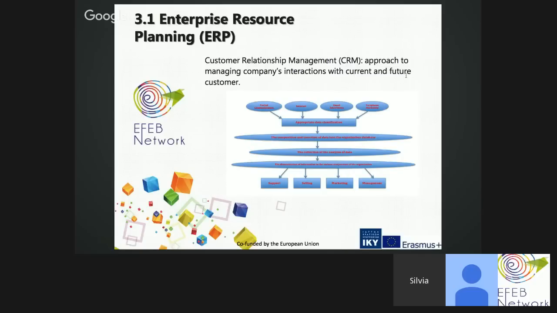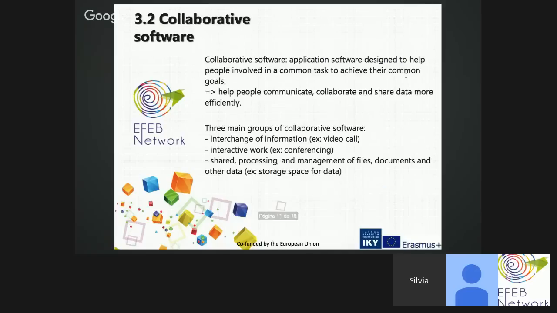We are going to analyze now the collaborative software. Collaborative software is an application designed to help people involved in a common task to achieve their common goals. It helps people who are not often in one office space to communicate, collaborate, and share data more efficiently. This has become increasingly important for very small companies who often work together with collaborators from different places and sometimes freelancers from all over the world. The main goal of collaborative software is to improve productivity within the company by overcoming physical borders.